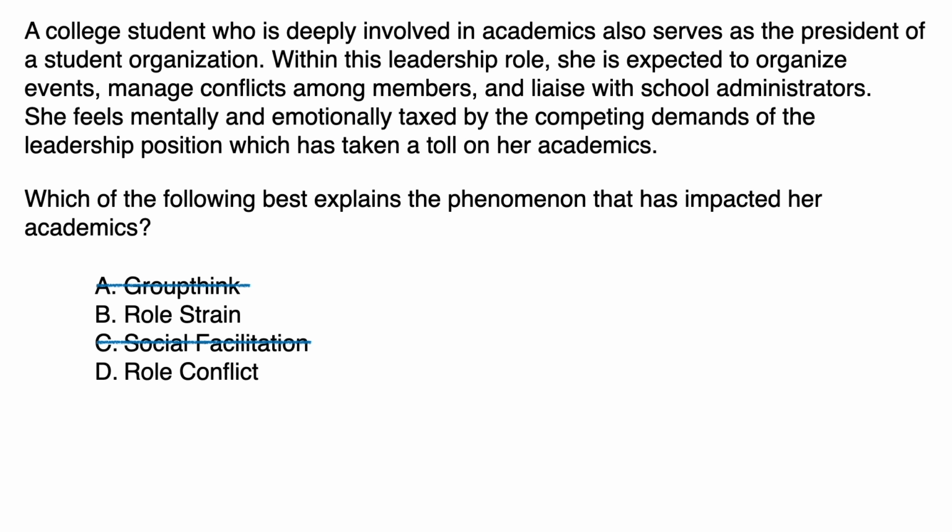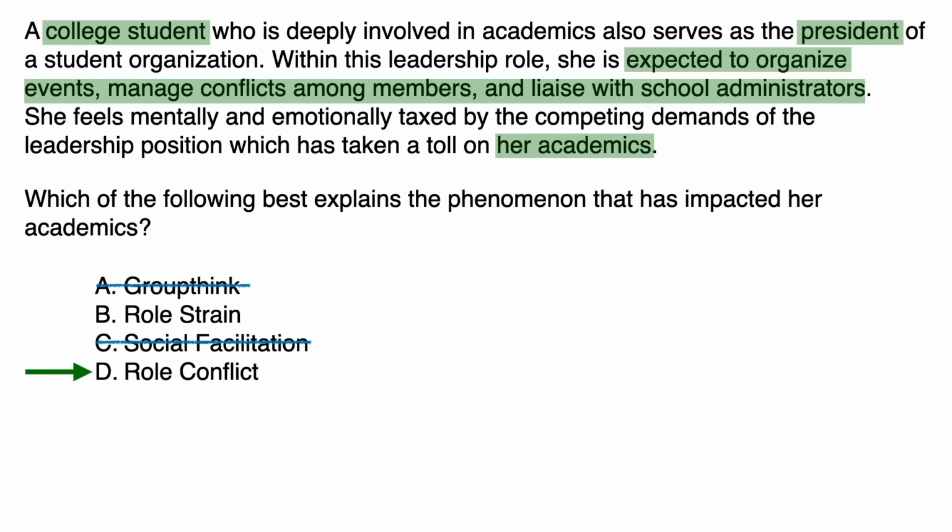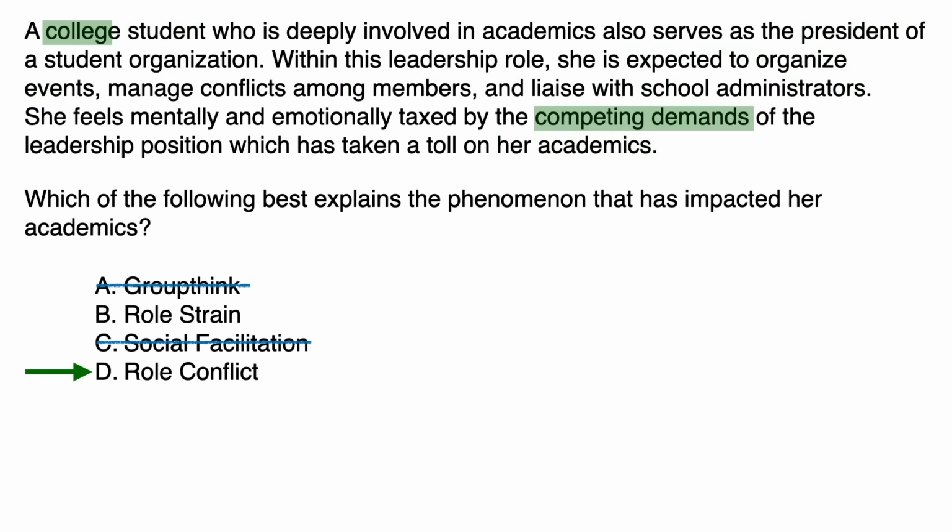Who'd have thought? Role conflict may seem like a good answer since the question stem said college student and president of student organization, which sounds like two roles, each with their own responsibilities. Plus, it says competing demands, which sounds like conflict. But this is when number of environments becomes an important factor in getting this correct. Being a student and leader of a student organization both happen in one environment, college, and one environment means role strain, which is the correct answer.